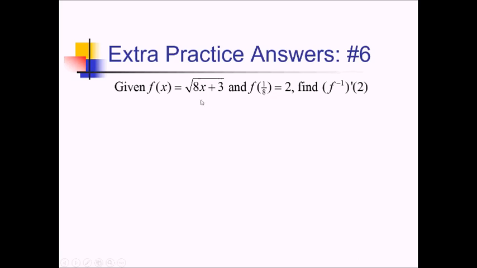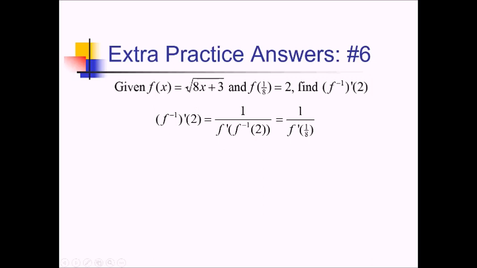For this problem, given this square root function, I'm looking to find f inverse prime of 2. So that's equivalent to 1 over f prime of f inverse of 2, just my general derivative inverse setup. f inverse of 2 is going to be 1/8, because when I plug in the output 2, I get back the input for the f function, which was 1/8. Now I have to find f prime of 1/8. So for f prime, I'm taking the derivative of this square root function.